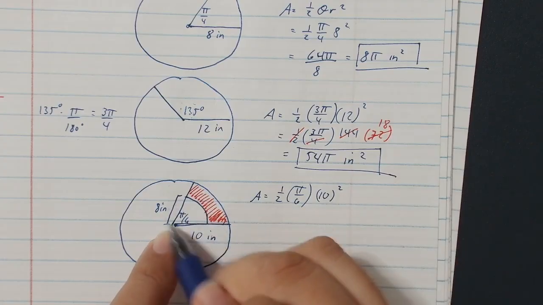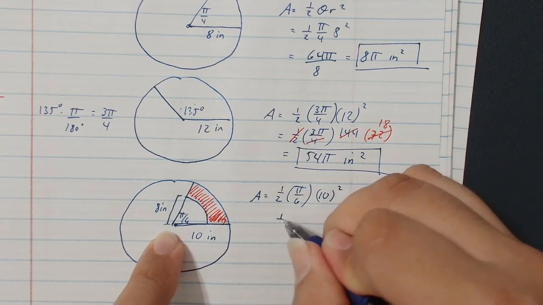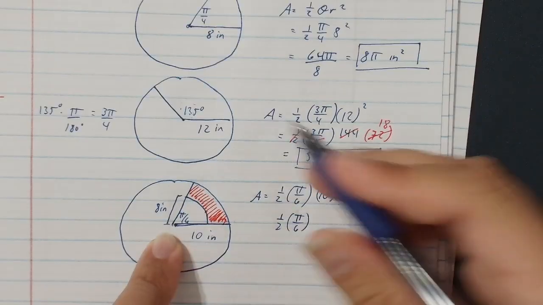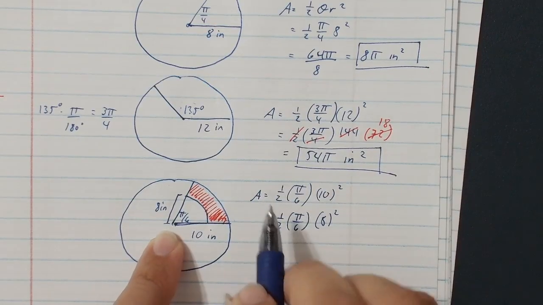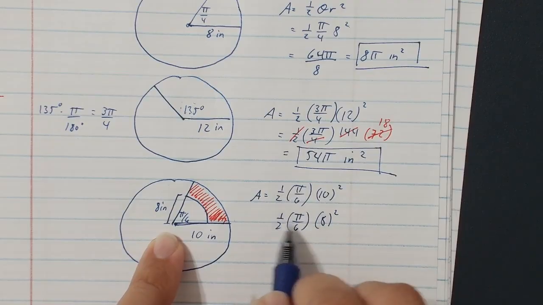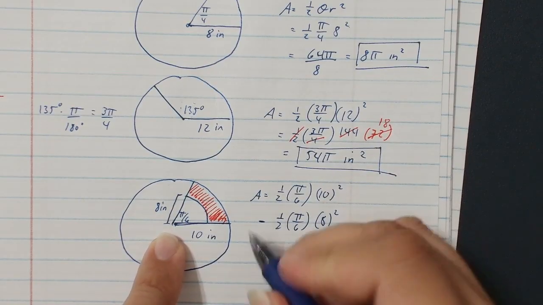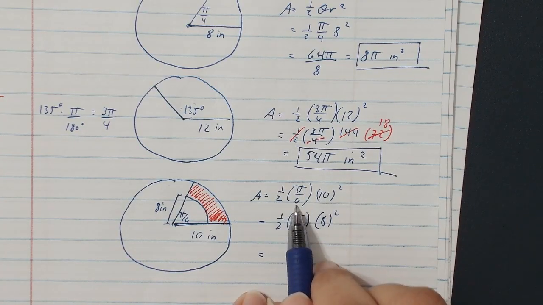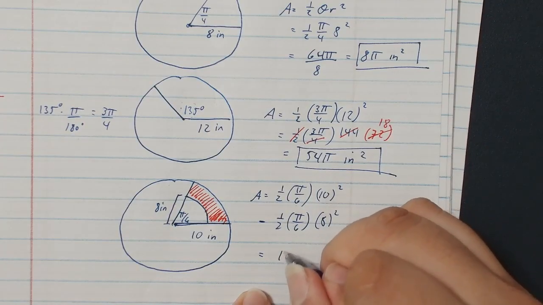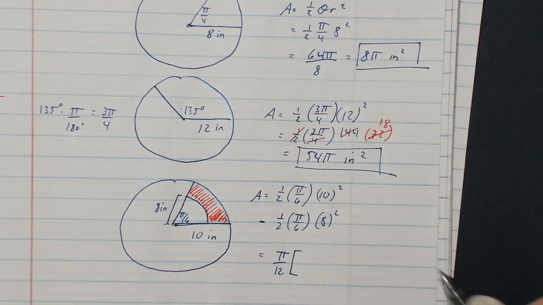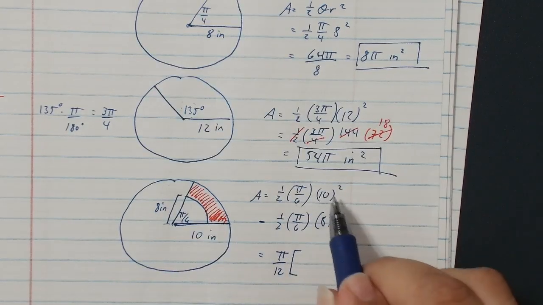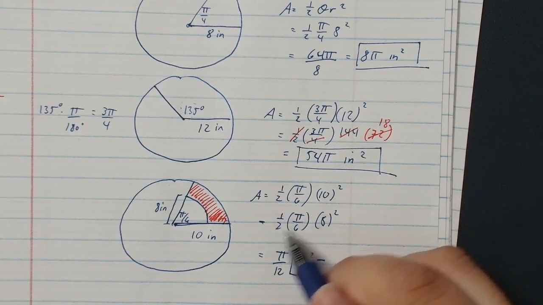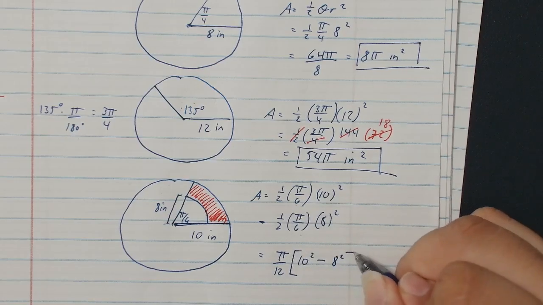For the smaller sector, the one that doesn't include the crust, I'm going to have 1/2 times pi over 6, and my radius here is just 8 squared. Notice that 1/2 times pi over 6 is common to both, so when I subtract, I can pull out a common factor. That's 1 pi over 12. If I factor out 1 pi over 12 here, I'm left with 10 squared, minus, and if I factor out 1 pi over 12 here, I'm left with 8 squared.